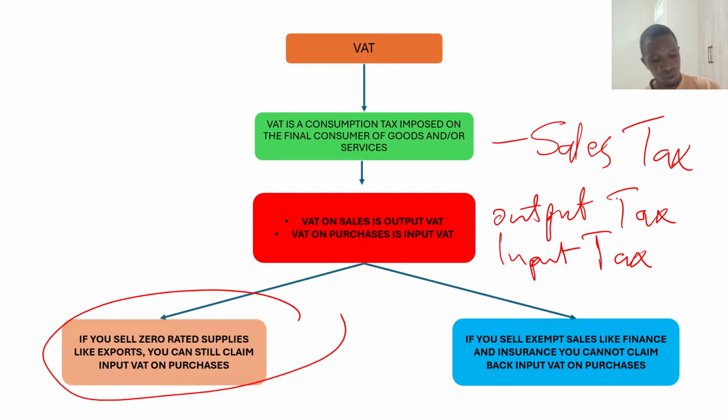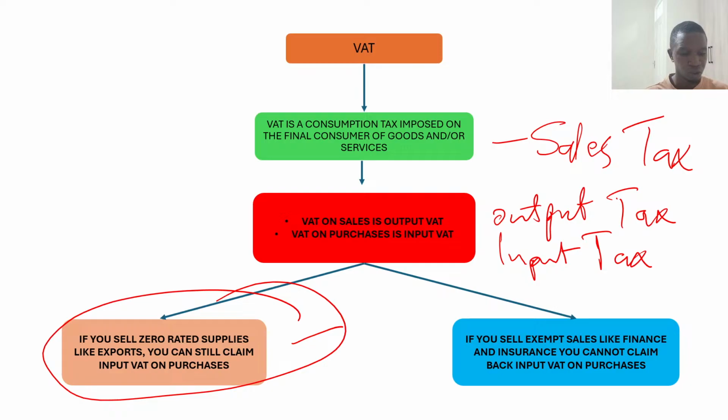So if you sell zero-rated supplies like exports, you still claim input VAT. What happens here is that if you are an exporter, you don't charge VAT, or your items will be zero rated. But on all the purchases that you incurred and paid VAT on, you will be able to claim that input tax. Are we all clear?